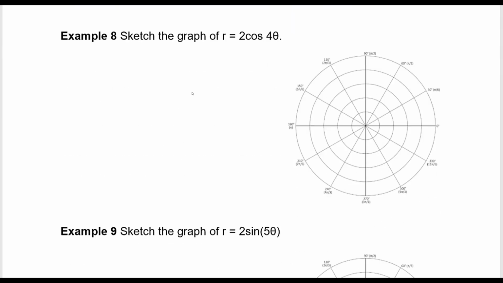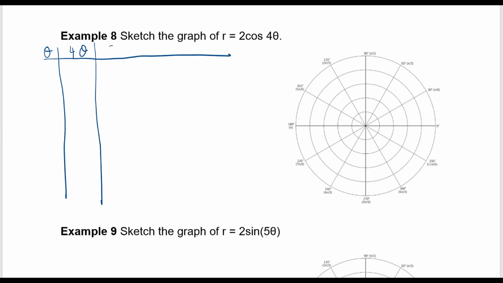So sketch the graph of r equals 2 cosine of 4 theta. And so I'm going to plot these out here. Now I'm going to include the pi over 4s. So I'll do my theta. I'm going to do 4 times theta. I'll do cosine of 4 theta. Then I'll do 2 times cosine of 4 theta, which is the r. So let's take this out to pi. Maybe we'll take it to 7 pi over 6 and see if we see it repeat.